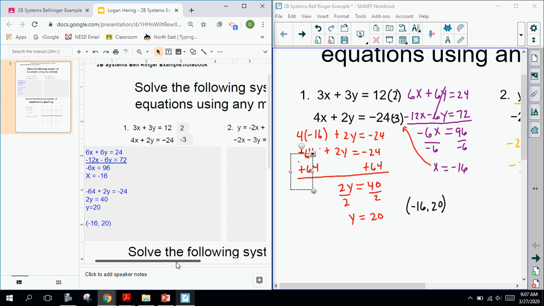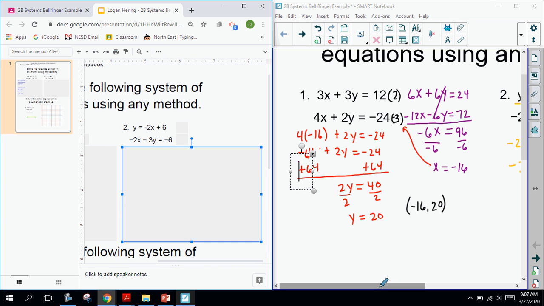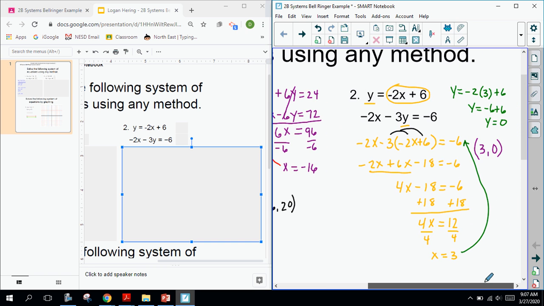Let's go ahead and take a look at the one where we did the substitution. There's nothing to multiply there, so I don't need to worry about that. And over here, I'm going to go ahead and start with this orange and type in. So we got the -2x minus 3, parenthesis, -2x plus 6, close the parenthesis, and then it's equal to -6.